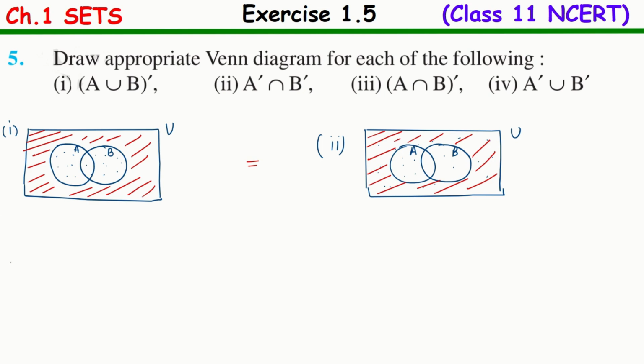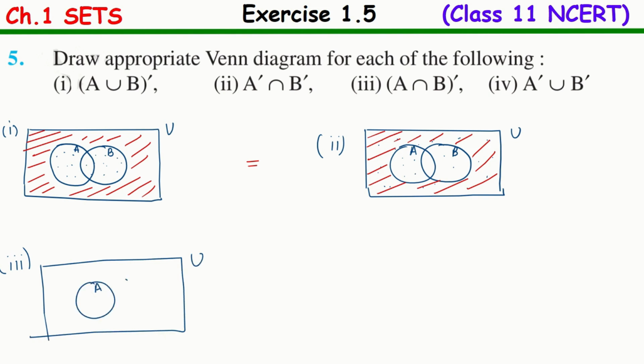Now third part. This is the U set. This is A. This is B. Now firstly we have to see what is A intersection B. You know that A intersection B is this part, common of A and B. Taking its complement, so except this everything. So except the center part, everything is A intersection B complement, this red color, except this part.